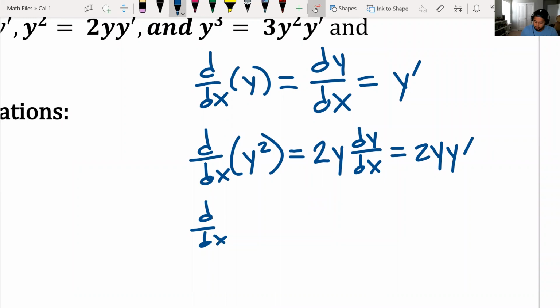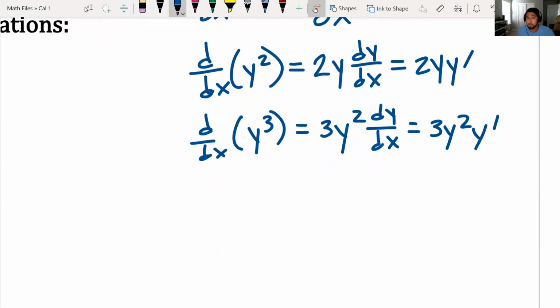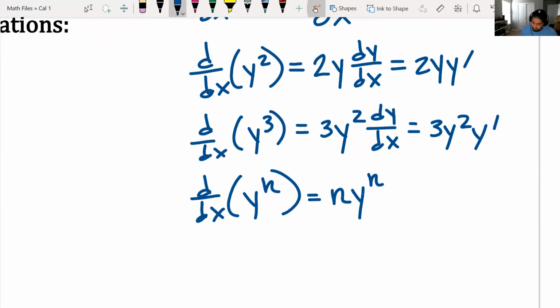The derivative of y cubed with respect to x will be 3y squared dy over dx, or 3y squared y prime. And then for any powers higher than 3, you'd have d over dx of y to the n, or any negative powers at that, would give you n times y to the n minus 1 dy dx, or n y to the n minus 1 y prime.